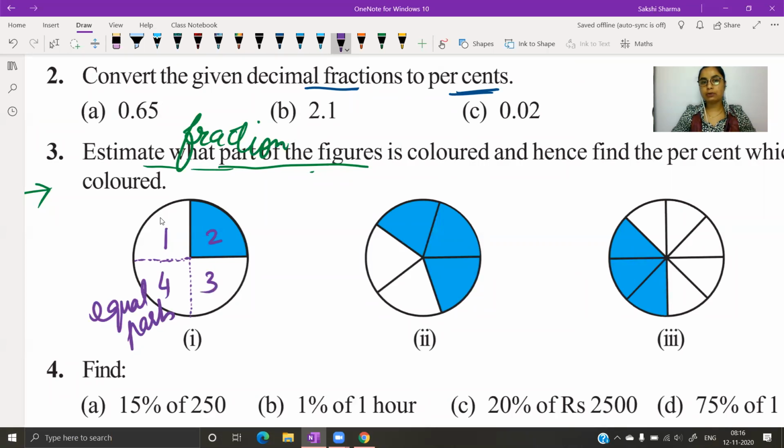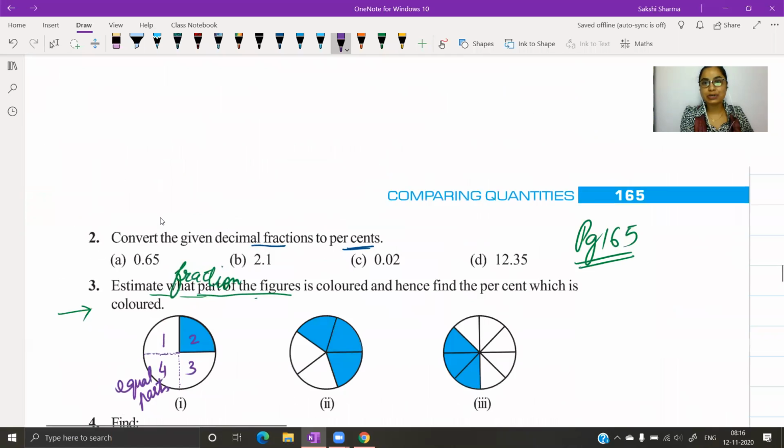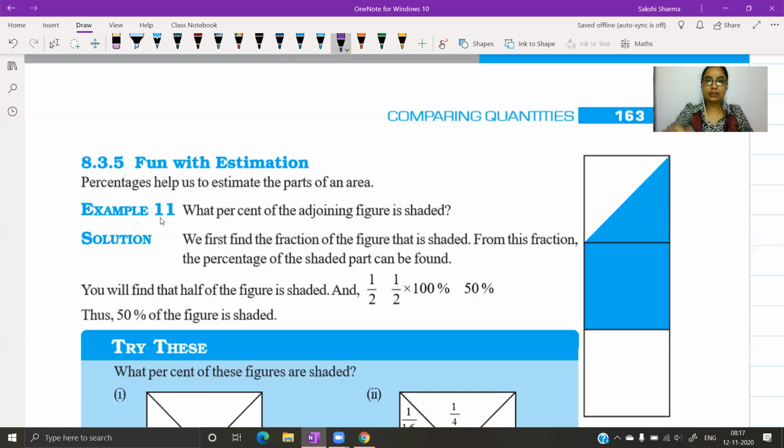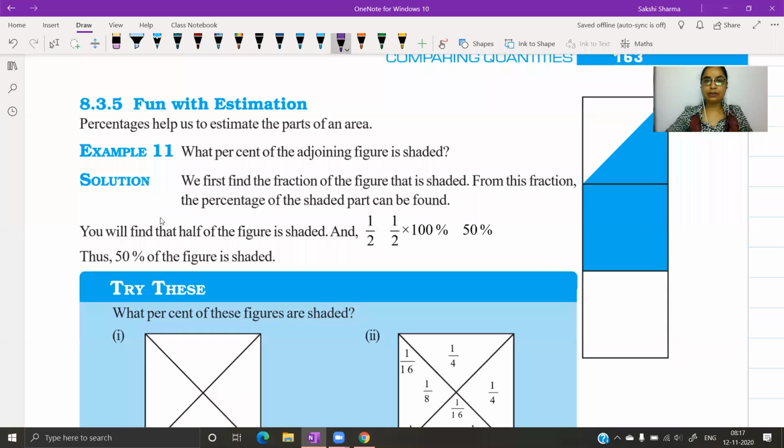This is something you would like to do whenever we are going to write down a fraction for a shaded part. There is an example also on page number 163. You could take a look. If you take a look at example number 11 right here, what percent of the joining figure is shaded? So this is the figure. As you can see, there are 3 squares. This is one large box, then 2 boxes, then 3 boxes. The portion is shaded in a very different way. One complete square out of 3 and another one is shaded half.